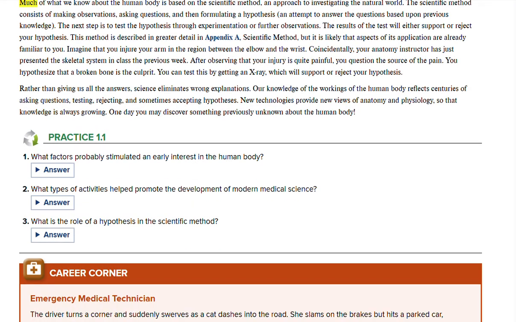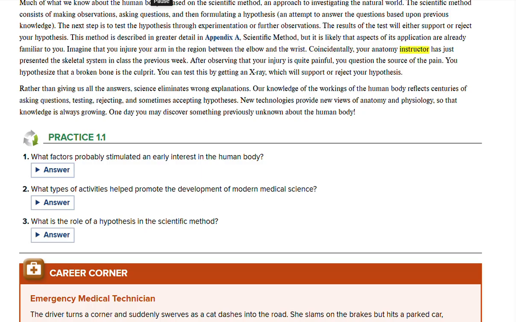Much of what we know about the human body is based on the scientific method, an approach to investigating the natural world. The scientific method consists of making observations, asking questions, and then formulating a hypothesis, an attempt to answer the questions based upon previous knowledge. The next step is to test the hypothesis through experimentation or further observations. The results of the test will either support or reject your hypothesis. This method is described in greater detail in Appendix A, Scientific Method, but it is likely that aspects of its application are already familiar to you. Imagine that you injure your arm in the region between the elbow and the wrist.